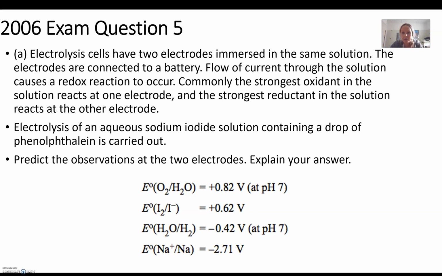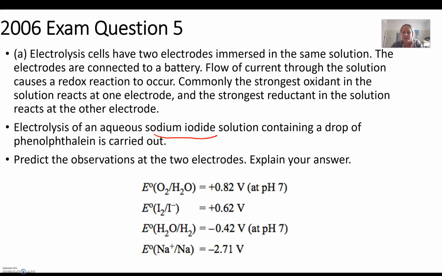We're going to do our last session on straightforward types of cells, I guess you could say, or just general redox questions. And after this, we'll move on to redox titrations. So this was a homework question that I set. You guys can read the question. It's pretty much talking about electrolysis, and the solution is sodium iodide.